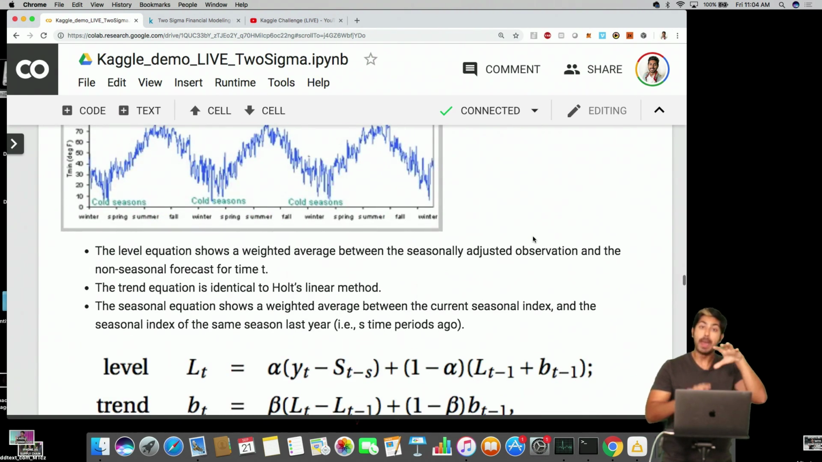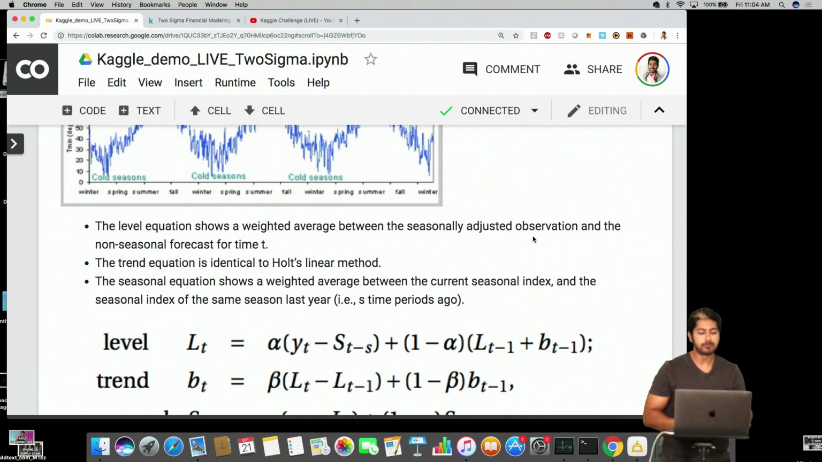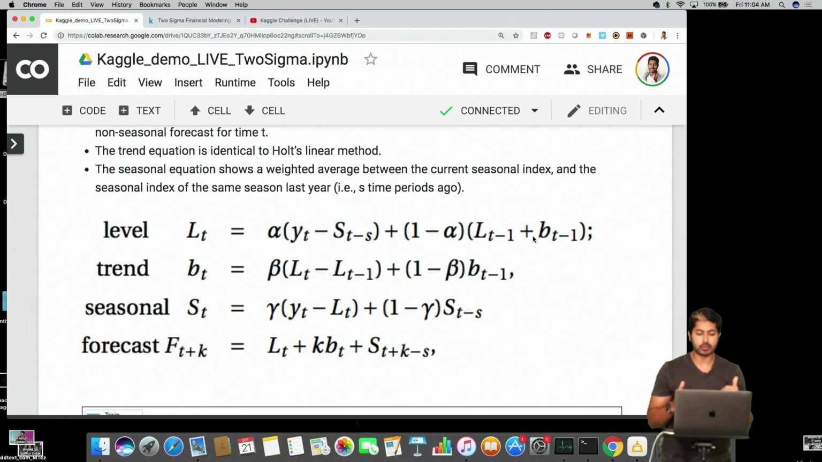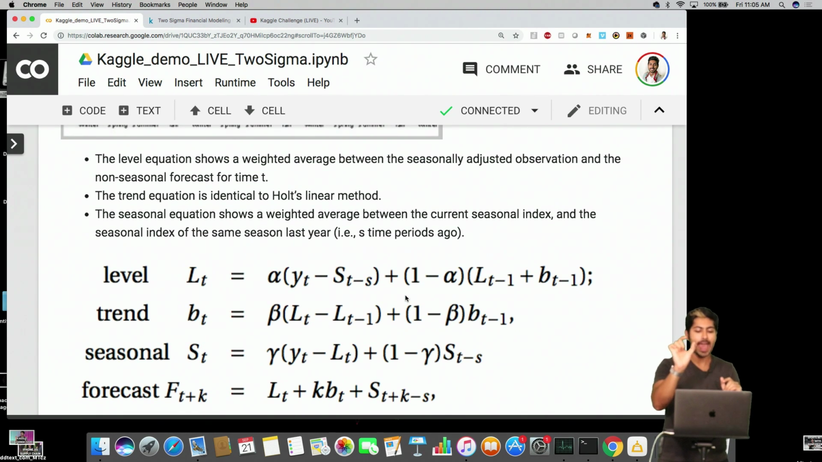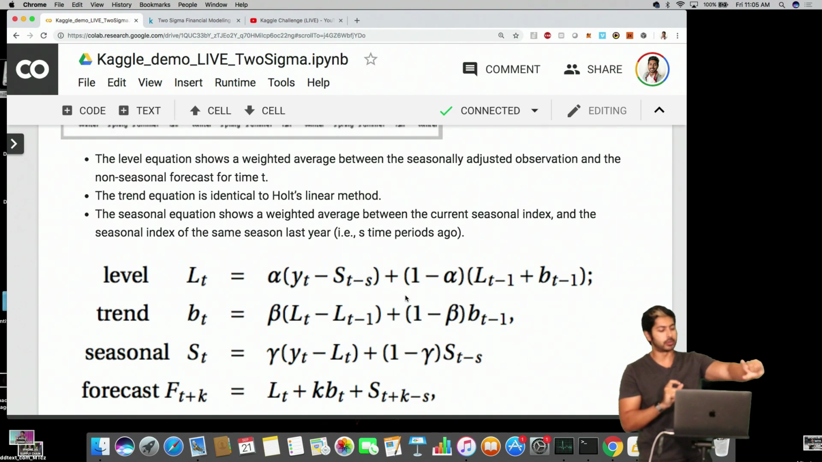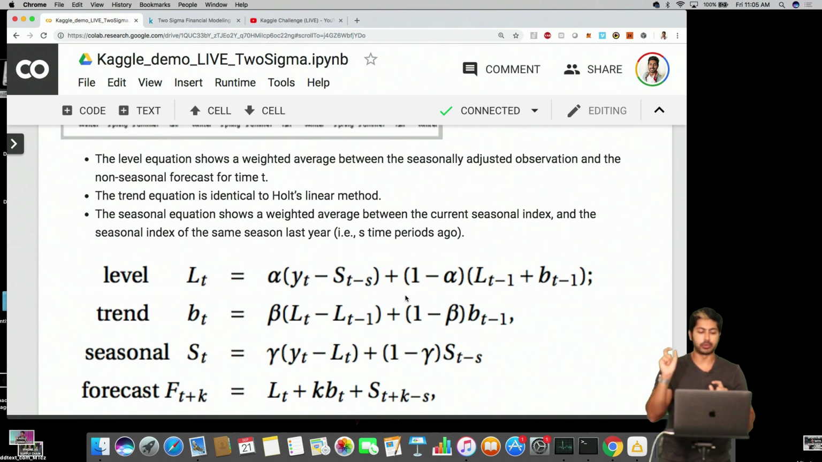So in order to mathematically define seasonality, we have now three equations. So we're adding on to what we had before. Again, we're using our level, we're using our trend, and now we add a third equation, which is the seasonal equation, where the level equation shows the weighted average between the seasonally adjusted observation and the non-seasonal forecast for time t.